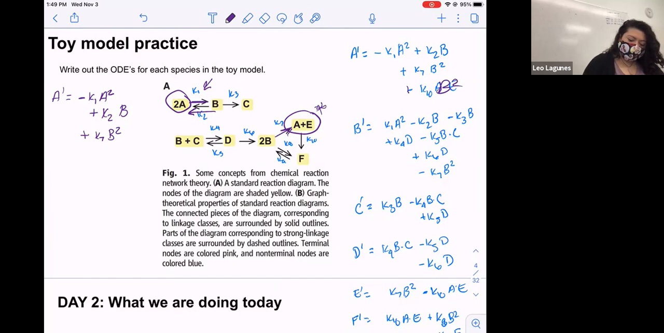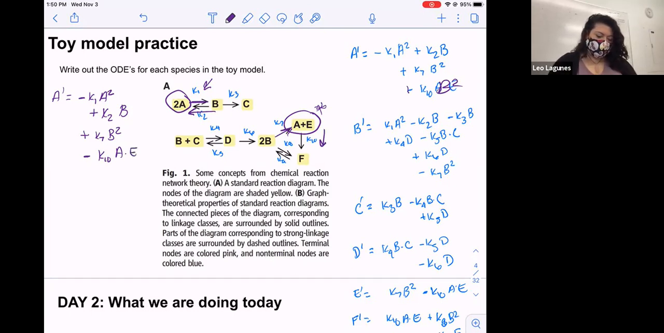Oh, and then we're also losing. So there's this downward arrow. So that means we're losing A with K10. Sorry, we're gonna lose A and it's attached to an E, so we have to multiply it by E. Did I miss any other A's? No, I think I got all the A's. And you would just go through all of the variables like that.